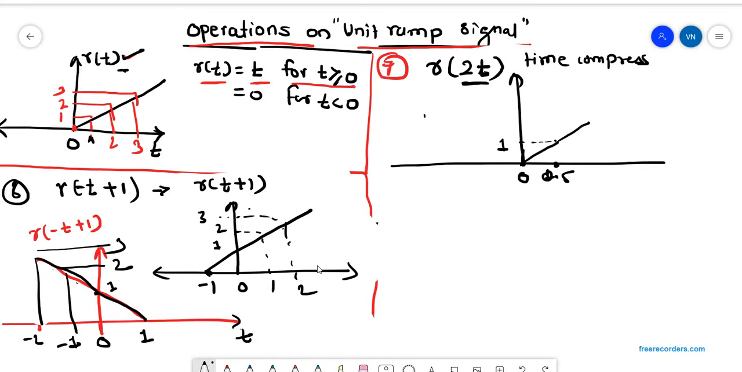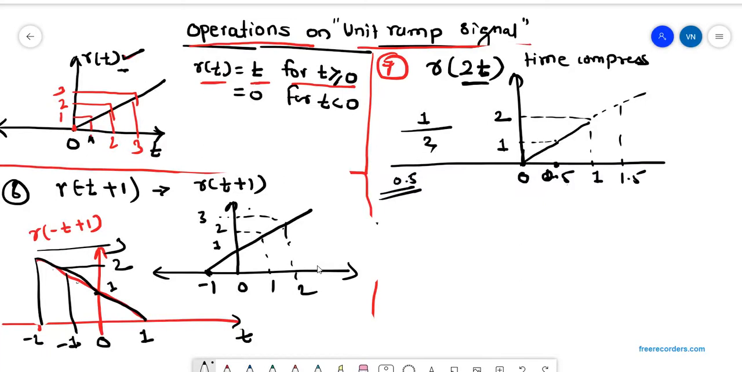Then for 1, I'm getting the 2 values. Okay, so simply what is happening? My time is compressed, nothing else. My time is compressed means my signal is compressed, nothing else. Whatever the value of 1 is divided by 2, which means I will get amplitude 1 for 0.5.